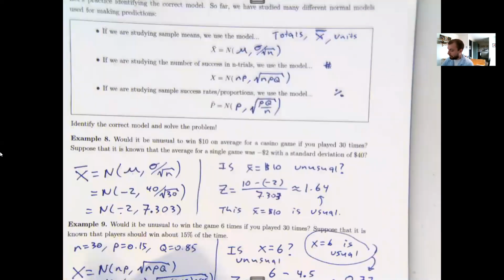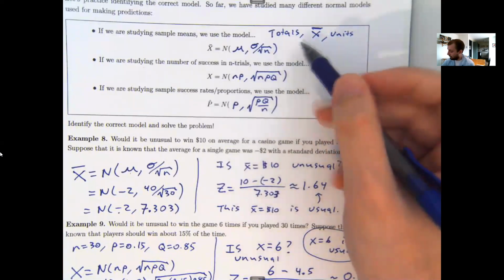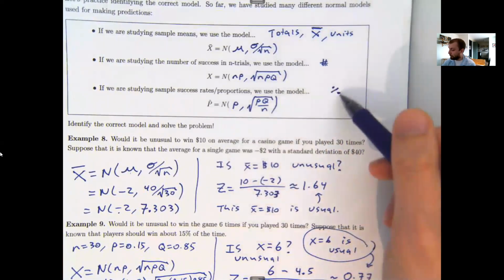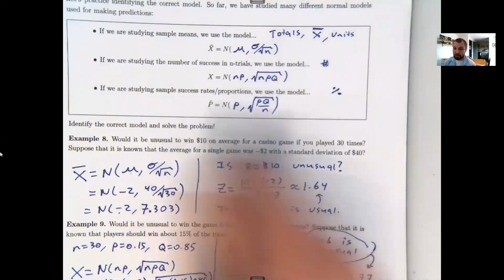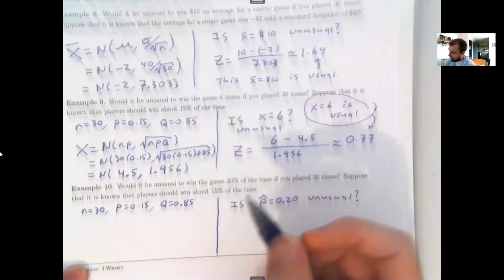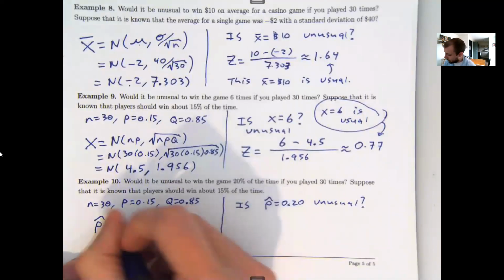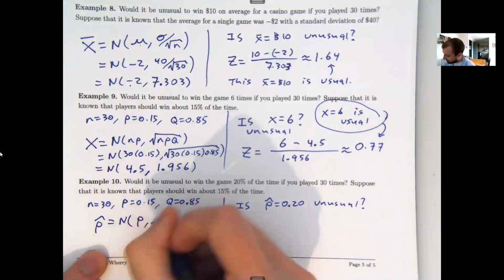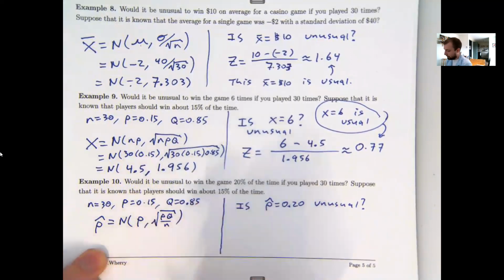Looking at my options, it's not really about averages. I don't have units. I'm not doing that. I can count how many times I win, so I could use this one. But my question seems to be written about percentages, so I think it's going to be easiest to use this bottom one. I expect my sample success rate will be normally distributed with the center of p and a standard deviation of square root of pq over n.